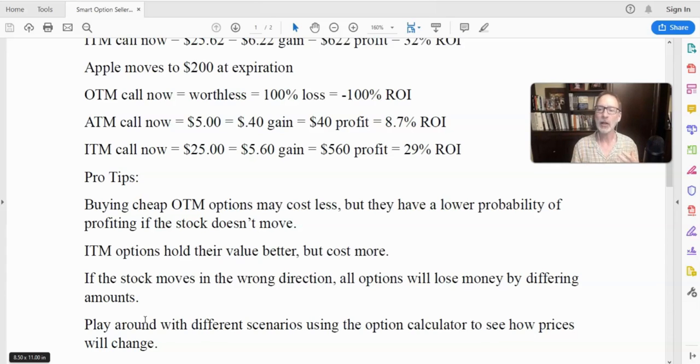In my opinion, buying in-the-money call options is a much better play because they will hold their value better. And you can see at the end, if the stock moves in the right direction, even if it takes longer, the in-the-money options will still have some value.